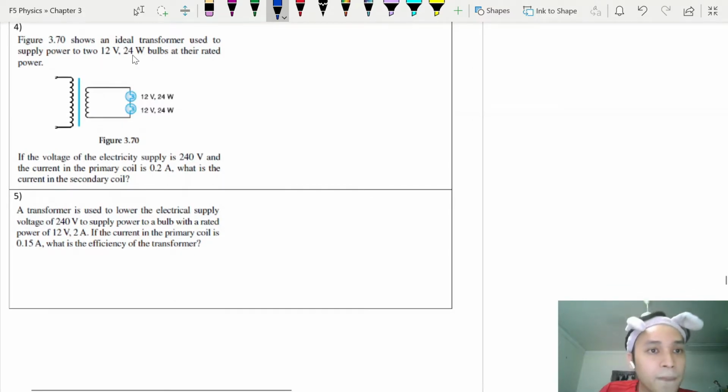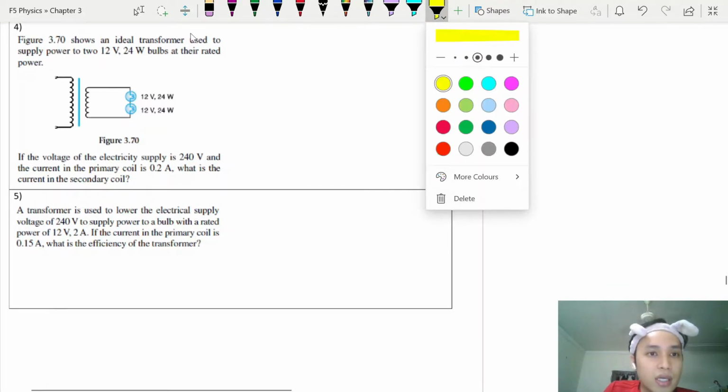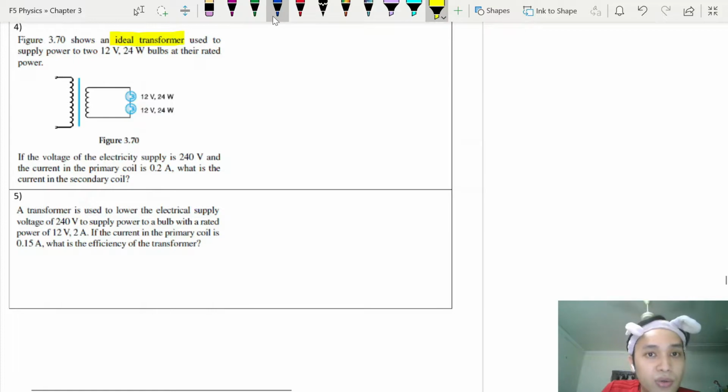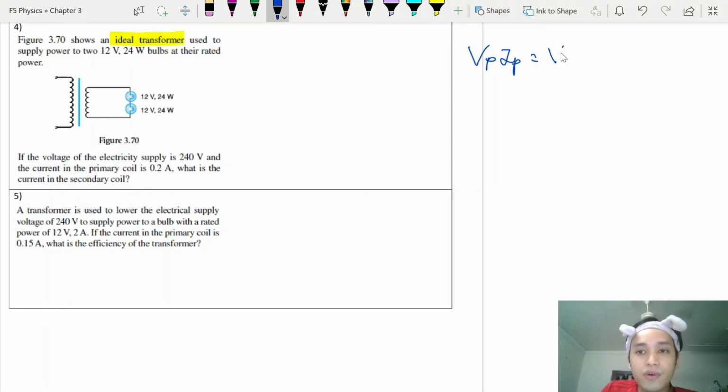Question number 4, ideal transformer. When I see ideal transformer, I know that I need to use the ideal transformer formula. It is used to supply power to 2 light bulbs at their rated power. The voltage of the electricity supply is 240. What is the current in the primary coil? What is the current in the secondary coil?